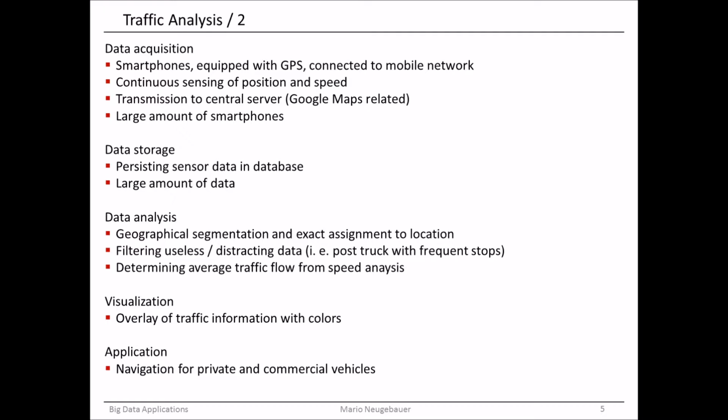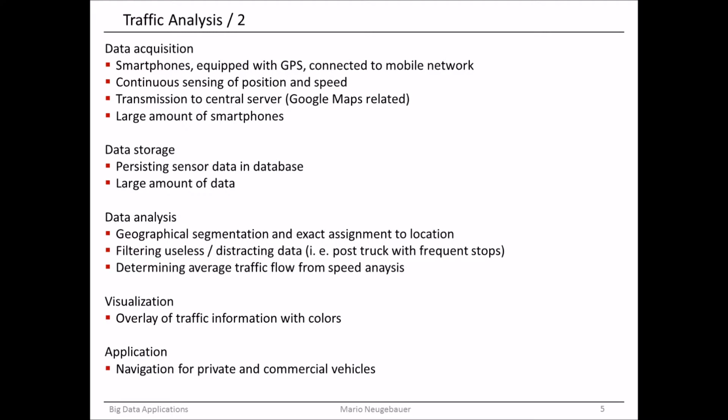First, the data acquisition. How are data acquired for this traffic analysis? Everybody has a smartphone. Everybody in the car has a smartphone equipped with GPS. And of course, you are connected to some mobile network via your mobile operator. And this smartphone, if you use Google Maps, for example, a lot of people do use Google Maps, then you continuously sense your position. You continuously also sense your speed of the car you're driving with. And these data, your position and your speed, these are the most important data, are transmitted to a Google Maps related server, because this server then persists first all these data in the data storage.